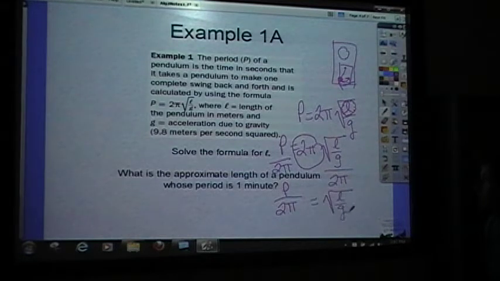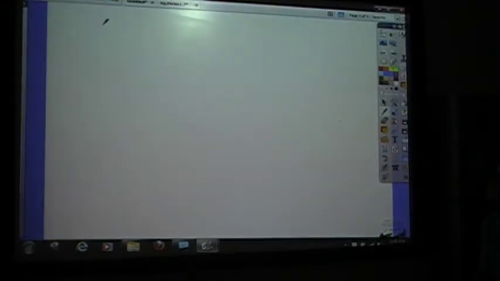Does anybody remember how to get rid of a square root? Well, since no one's here to answer me, I hope someone on their computer is saying square both sides, and you're absolutely right. That will get rid of the square root. So now I have, I'm going to go to my work page here, P over 2 pi squared equals, what do we have here? The square root of L over G squared.